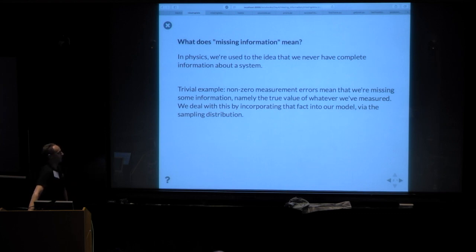So the really simple example is anytime we have a measurement error, we are missing some information, namely we don't know what the true value of that thing we tried to measure was. And I mention this not to make myself sound like an idiot, but because the way that we deal with that is the way that we deal with all missing information ultimately. If we don't know something, we parameterize it, and we marginalize over it. So that's the end of the lecture.